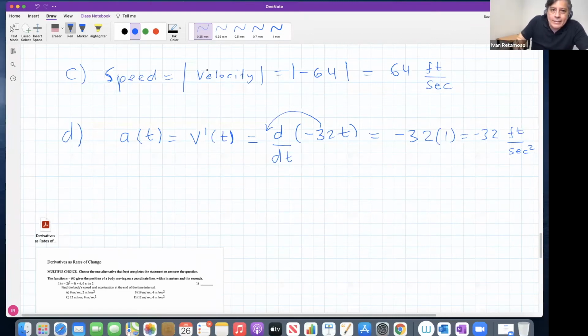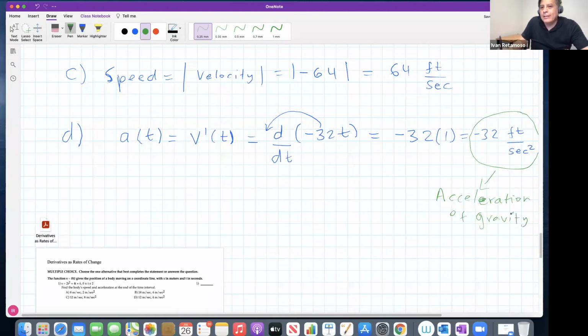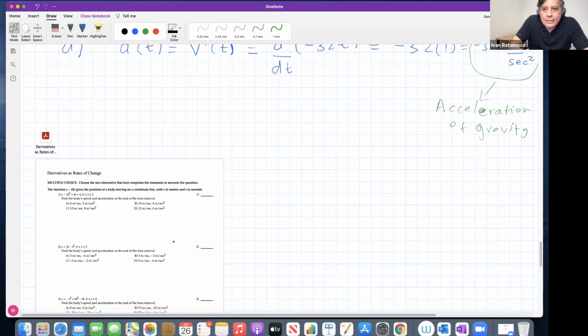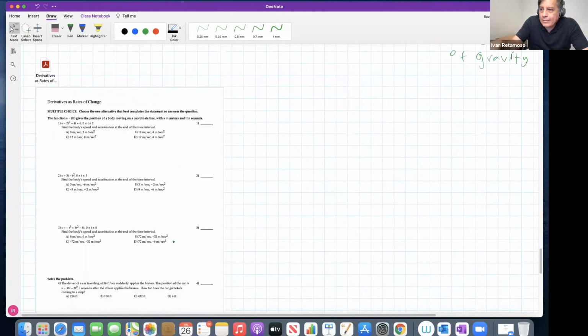And it turns out, guys, since this is just free fall, you're letting an object fall, this is the acceleration of gravity, neglecting the effect of the air. Yeah, acceleration of gravity. Excellent. It's a constant. All right, so now let's go ahead and work some exercises.